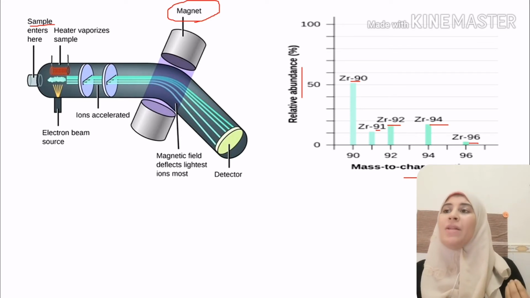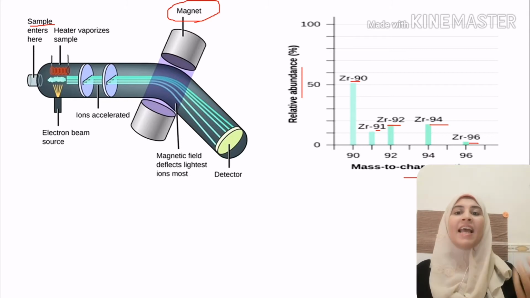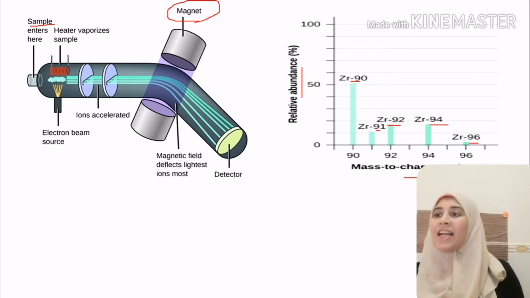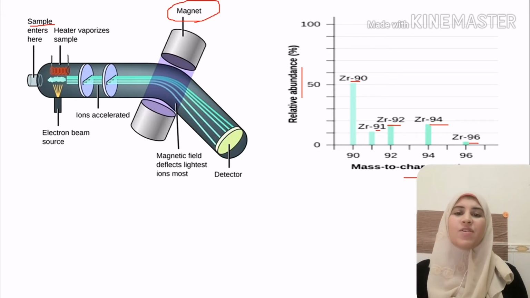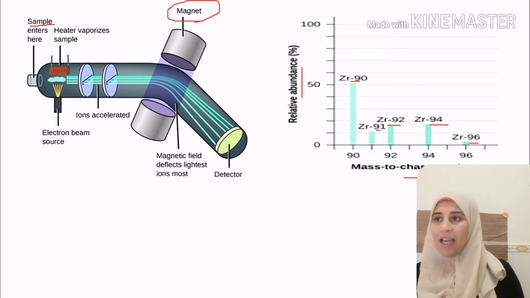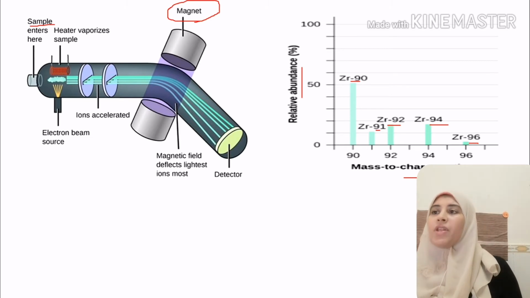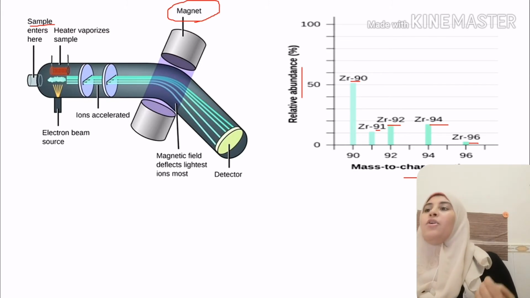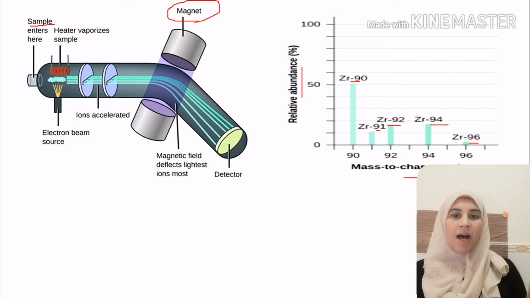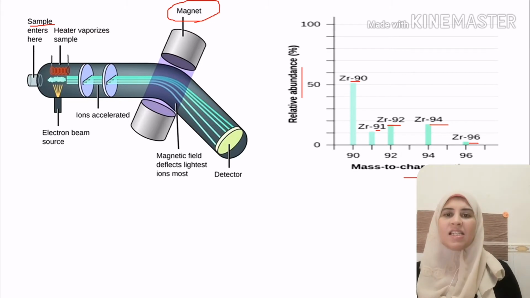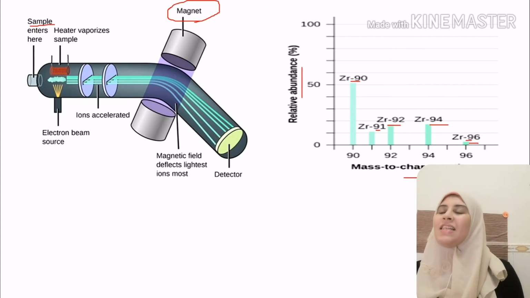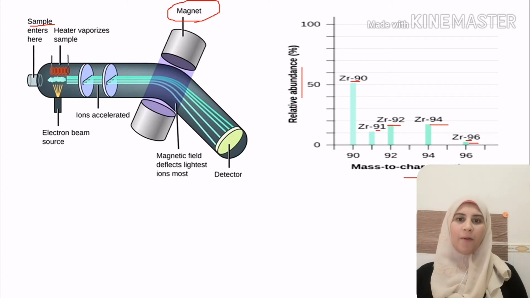The first one will be detected first, and its percentage in our sample is nearly 52. Second one is 91, and its percentage is nearly 12. Third one, 92, percentage is 16. Fourth one, 94, mass, and its percentage is 16. Last one, its mass is 96 and percentage is 4.